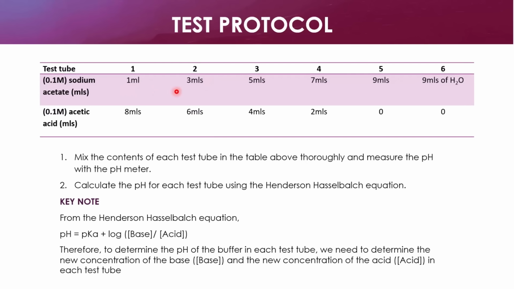So when we are done mixing this, we calculate the pH for each test tube using the Henderson-Hasselbalch equation. What you have to note is that from the Henderson-Hasselbalch equation, pH is given as pKa plus log of the concentration of the base divided by the concentration of the acid. Therefore, to determine the pH of the buffer in each test tube, we need to determine the new concentration of the base and the new concentration of the acid in each test tube.